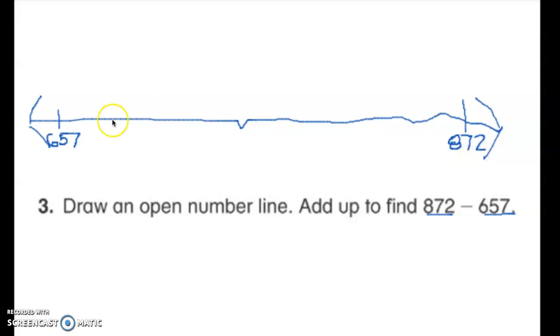All right, so now we're going to start with our hundreds. So if I add 100 to 657, that gives me 757. That is not over 872, so that's what I'm going to do. So I'm going to add 100. So I'm going to add my little jump plus 100. And that gives me 757.